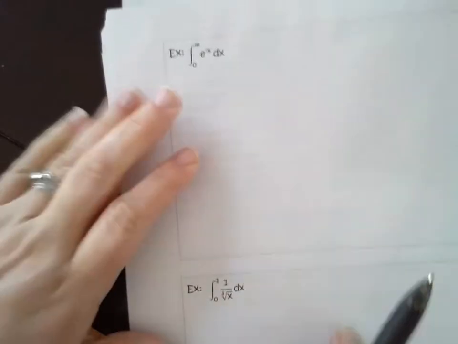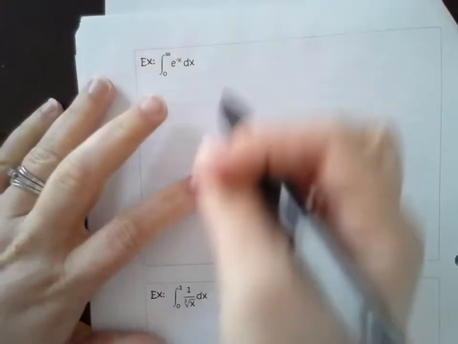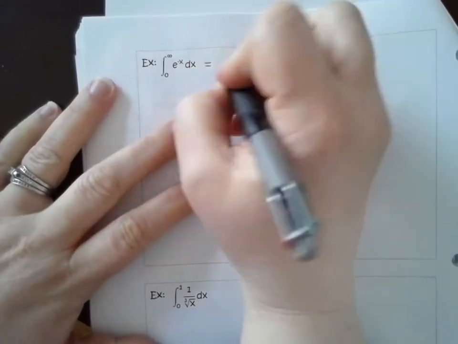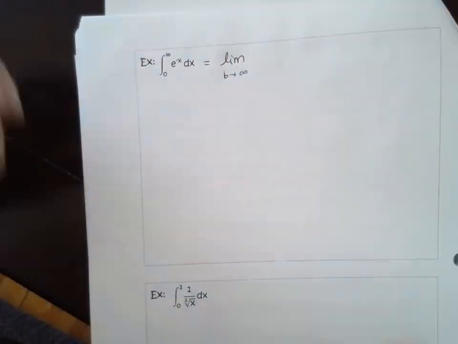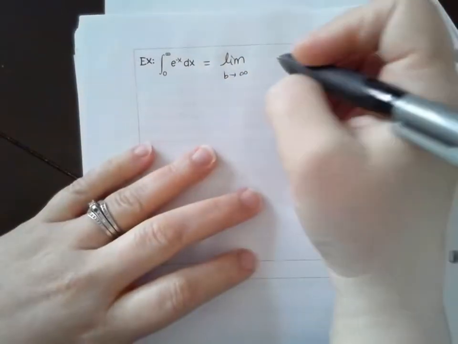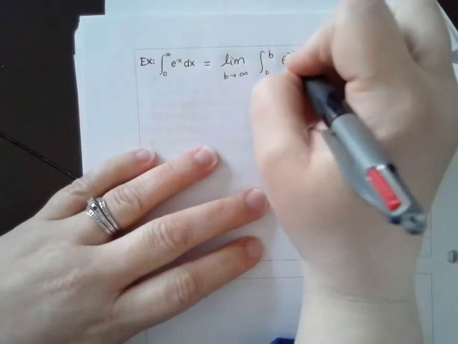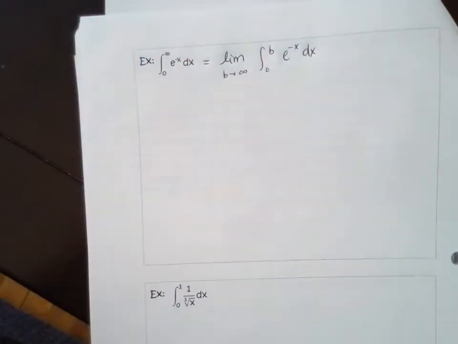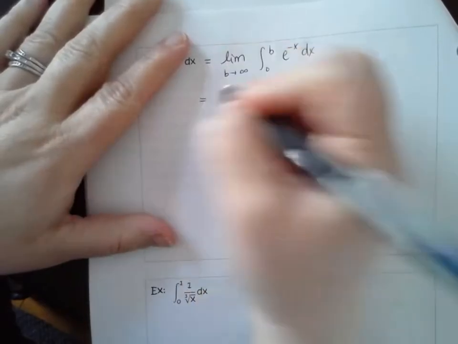Here's what I mean. I can't evaluate this integral as is. So what I'm going to do is replace it with the limit as b approaches infinity. We always use b as the upper bound. The limit as b approaches infinity, from 0 to b, of e to the negative x dx. I haven't done anything to the integral itself. I'm going to evaluate the integral as is.